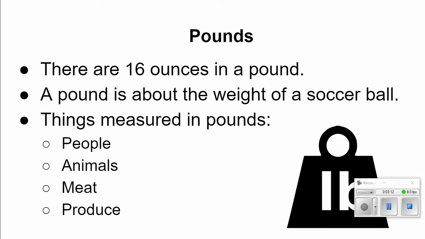Same with produce. If you go and you buy fresh fruit or fresh vegetables, you will pay so much per pound. For example, $4.99 per pound of apples. So you are paying a certain amount for each pound.